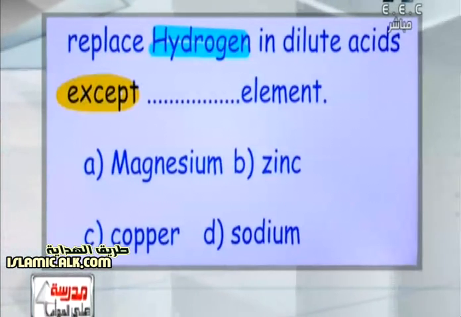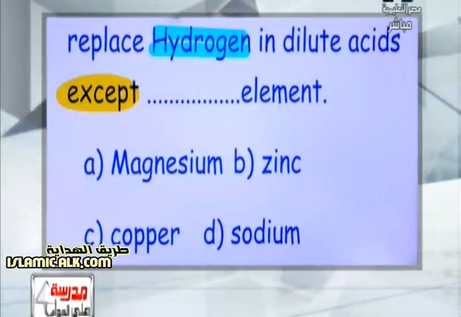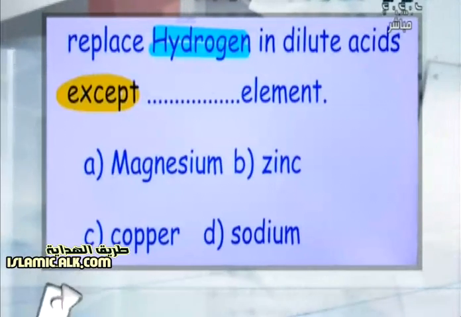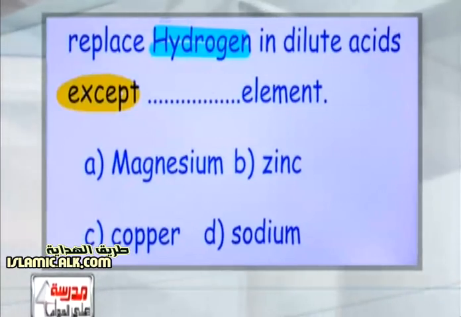So we remember here, dear students, chemical activity series. We remember chemical activity series. Okay, dear students, we have a phone caller here.